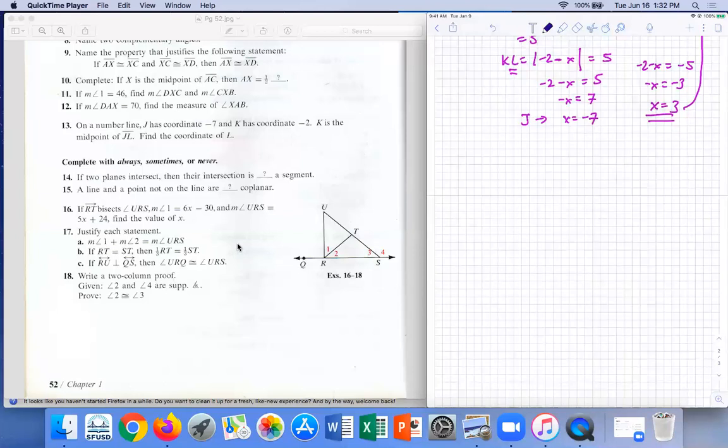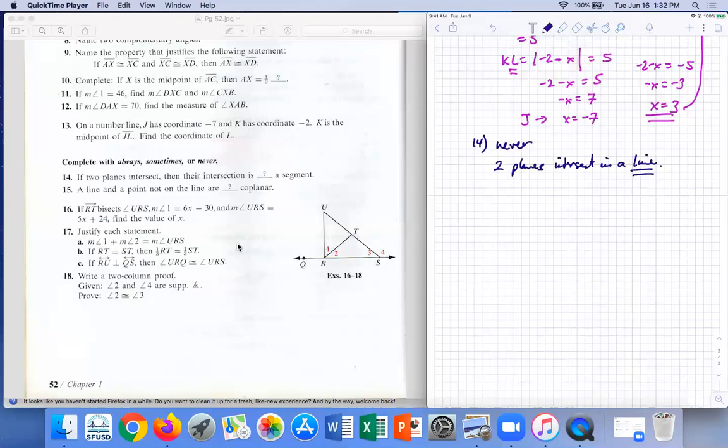So if 2 planes intersect, then their intersection is, this one should be never, right? So number 14 should be never, because the planes have to intersect. If they intersect, it's not going to be a segment. It's going to be a line. Two planes intersect in a line. It's never going to be a segment because a plane is like a flat surface that goes on forever. So their intersection will go on forever too.